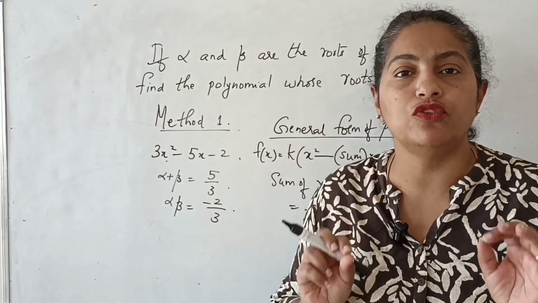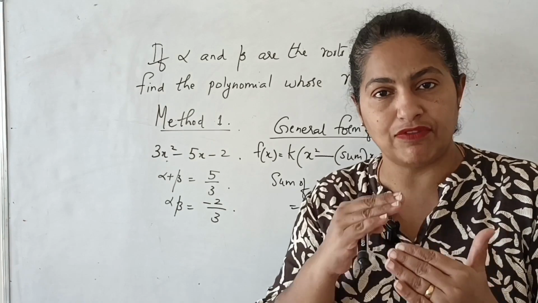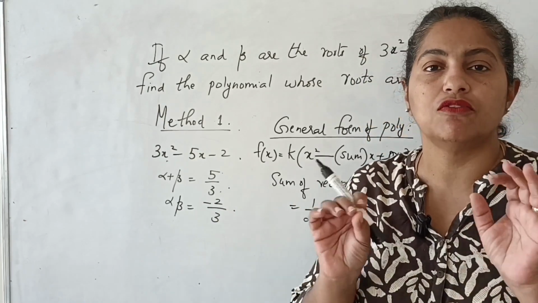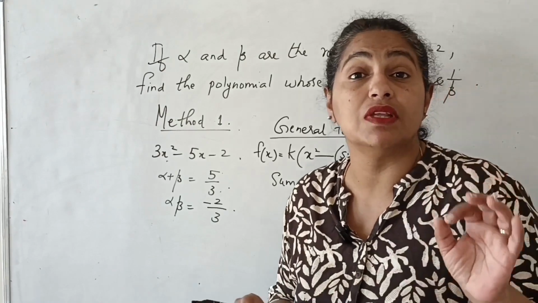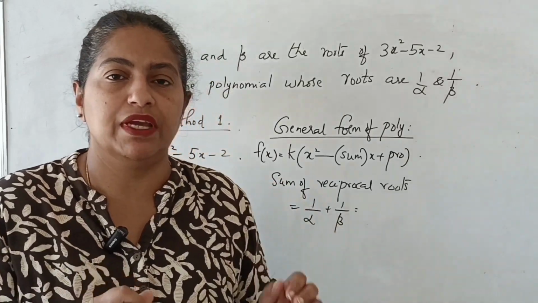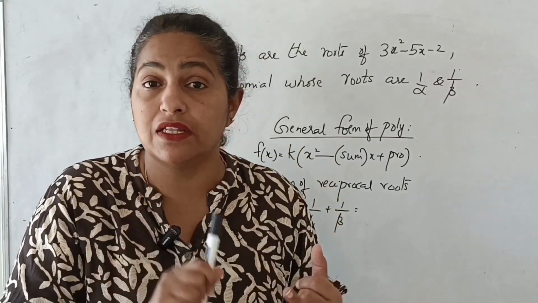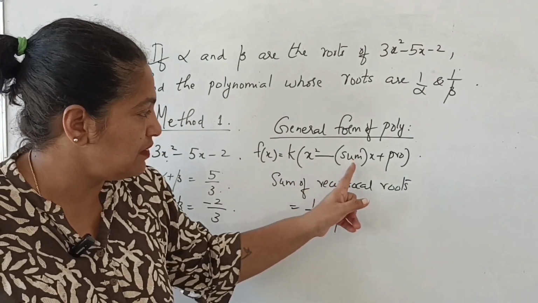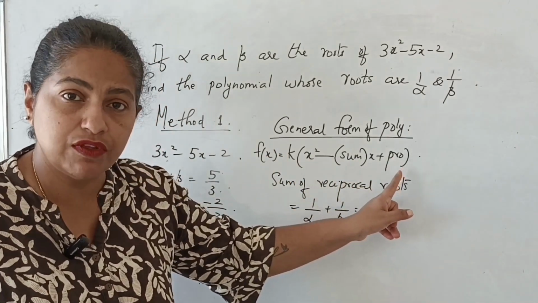This is our given polynomial. Alpha and beta are mentioned to be the roots, means sum of the roots alpha plus beta is equal to minus b by a and alpha beta is equal to c by a. So far we have deduced from the question. Now what do we know? In order to form a polynomial with any given sum of roots and the product of roots, the formula is this: k into x square minus sum of the roots into x plus product of the roots.